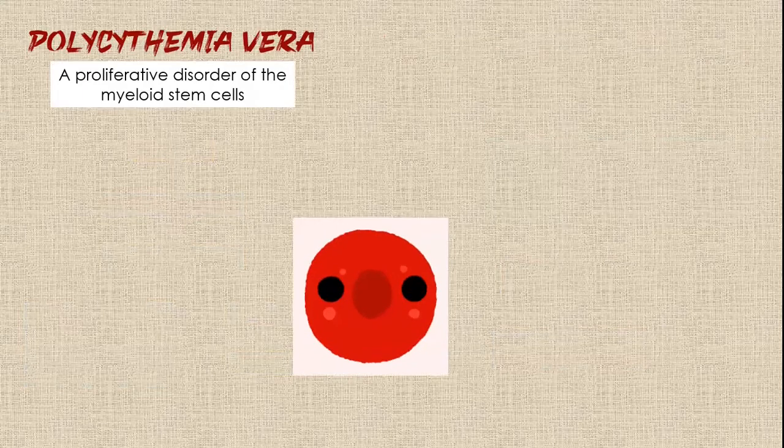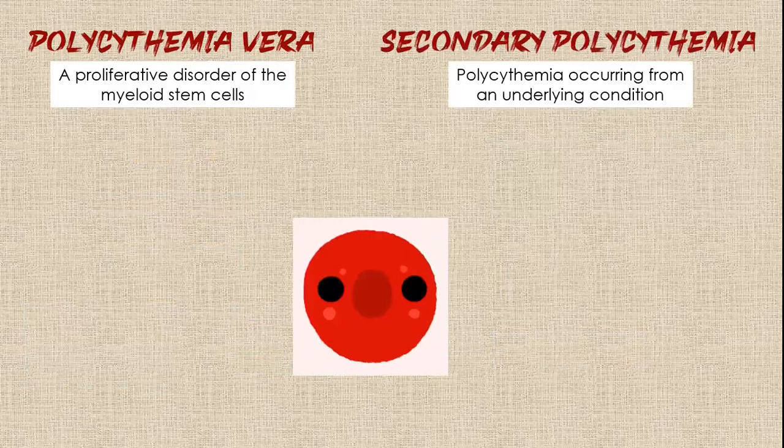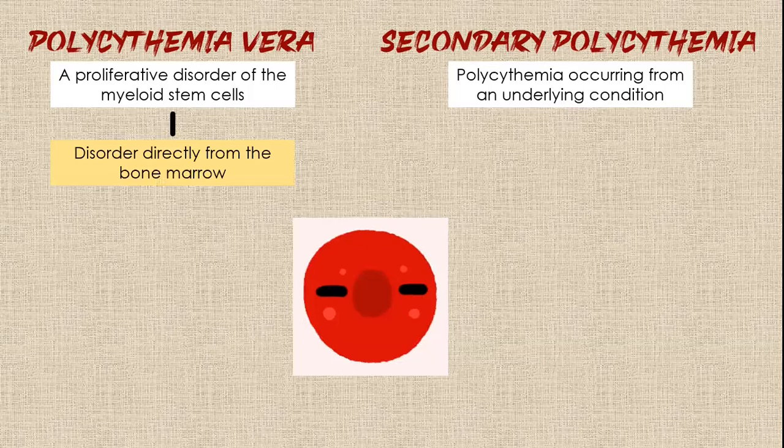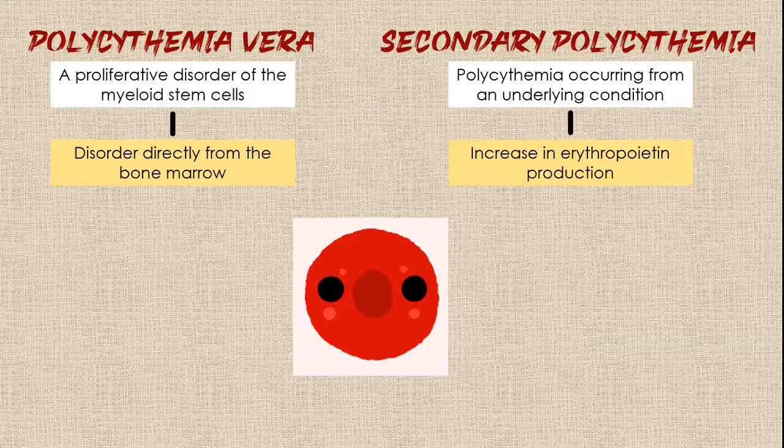What is the difference between polycythemia vera and secondary polycythemia? In polycythemia vera, the disorder is directly from the bone marrow where there is increased production of red blood cells. While in secondary polycythemia, there is increase in erythropoietin production that is caused by an underlying condition.